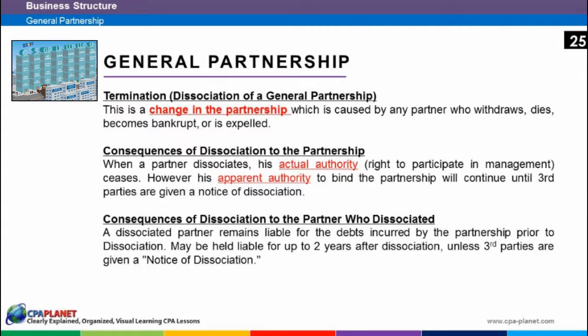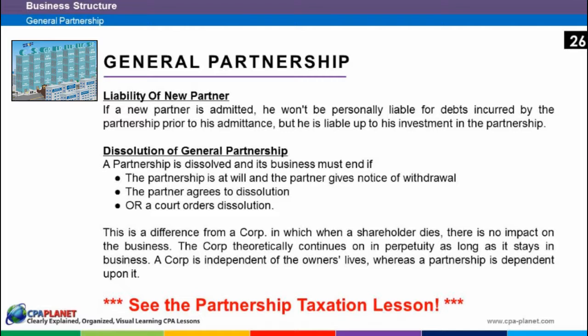Liability of a new partner. If a new partner is admitted, he will not be personally liable for debts incurred by the partnership prior to his admittance, but he is liable up to his investment in the partnership. If he invested $1 million in a partnership, he then becomes liable for $1 million of debts that happened before he joined.